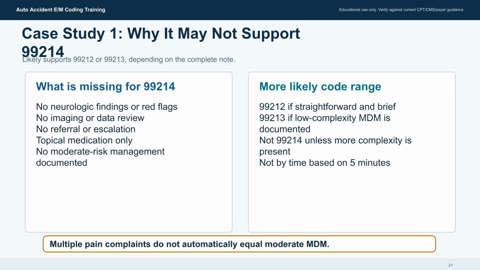A 99214 is an established patient visit that generally requires moderate medical decision-making or the applicable total provider time threshold. In this scenario, the patient is young, healthy, has musculoskeletal pain complaints, no documented comorbidities, no neurological symptoms, no imaging review, no diagnostic escalation, no specialist referral, and no significant medication management beyond a topical pain medication. The fact that the patient has pain in multiple spinal regions does not automatically make the visit moderate complexity. The teaching point is simple. Multiple pain complaints do not equal moderate MDM unless the documentation shows why the decision-making was moderate.